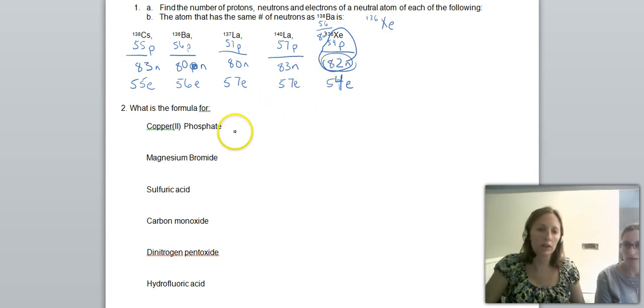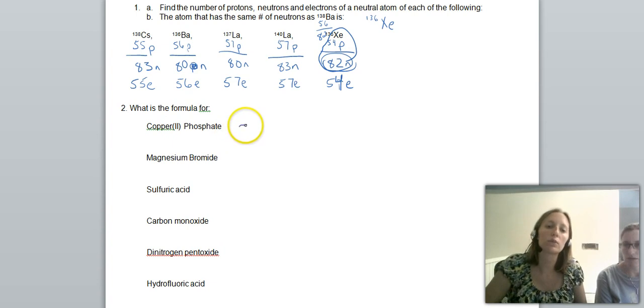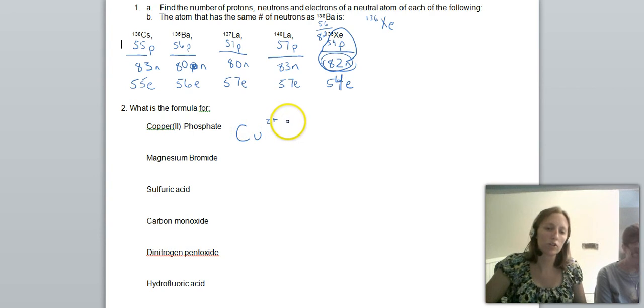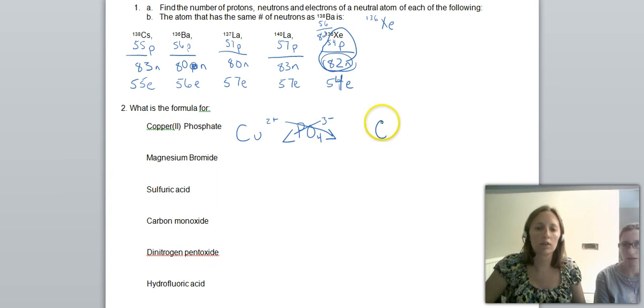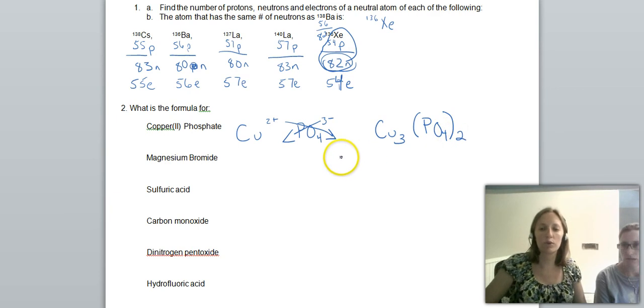The formula. So copper, you need to remember the symbol is Cu. Copper 2 has got a 2+ charge. Phosphate is a polyatomic ion, for which you must remember that the formula is PO4 3-. These guys are going to cross down, so you end up with 3 coppers. You have to put this guy in parentheses because there are 2 of them. So that is Cu3(PO4)2.